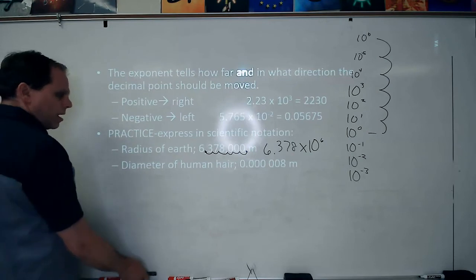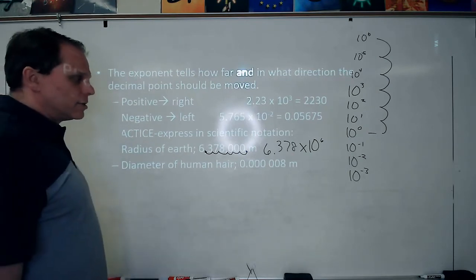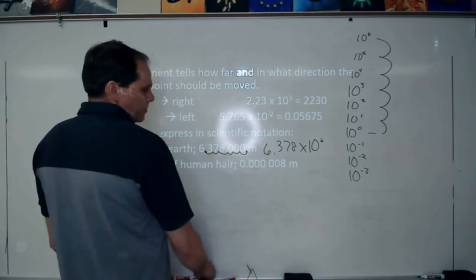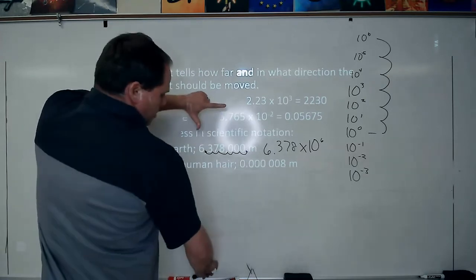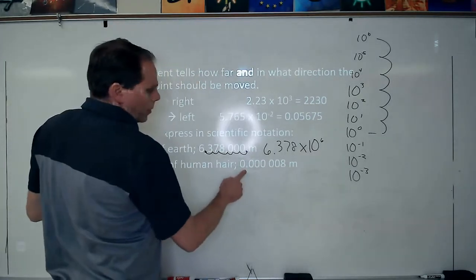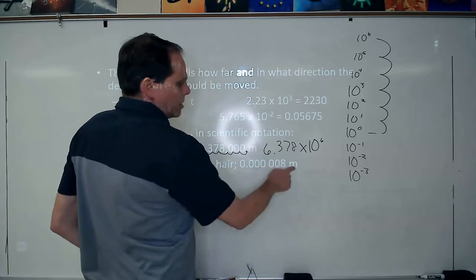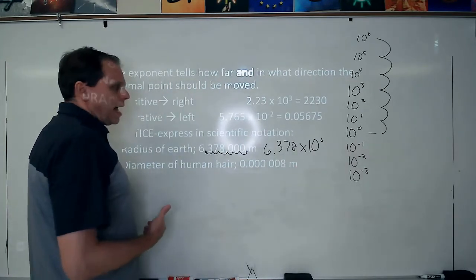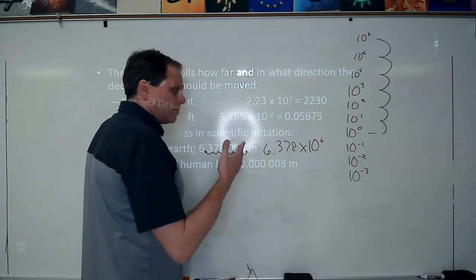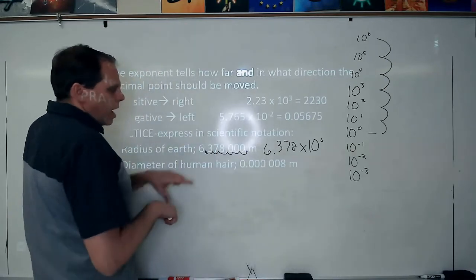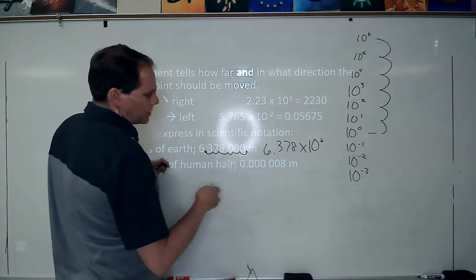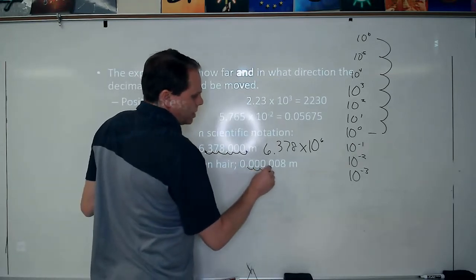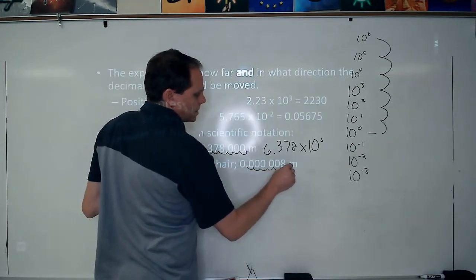The diameter of a human hair, 0.000008 meters. Okay, so now I'm going to use my left hand. I know my decimal point has got to go in this direction because the number that I start with has to be between 1 and 10, and it's got to have just one number to the left of the decimal point. So I'm going to move my decimal point in that direction. Left hand, right? 1, 2, 3, 4, 5, 6 places.